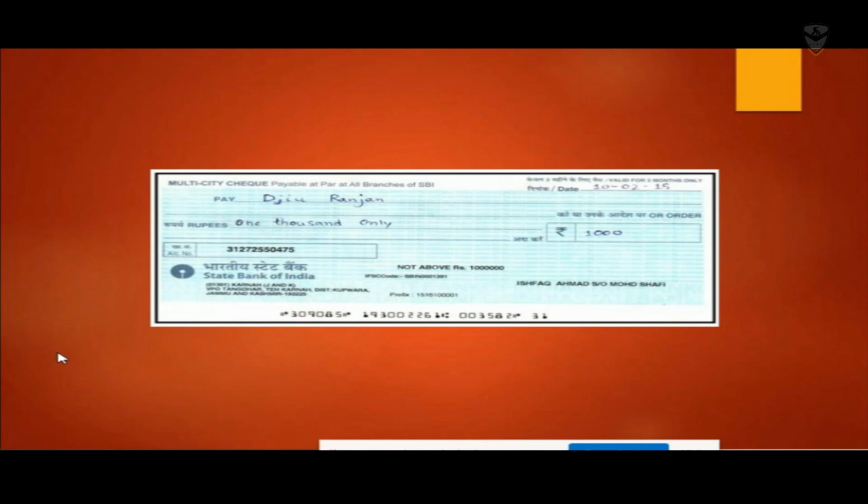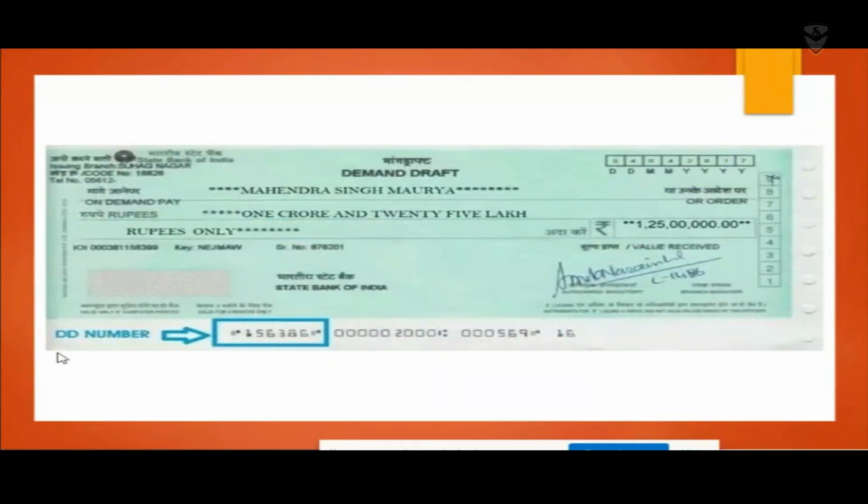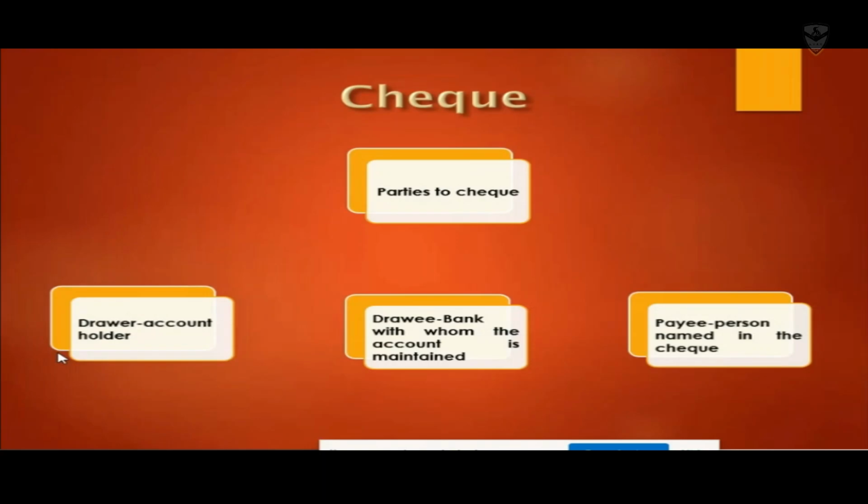So this is a check given by Ishtaq Ahmad to Diju Ranjan. He's saying pay Diju Ranjan 1,000 rupees. This is issued by the State Bank of India. So in this case, the drawer is Ishtaq Ahmad, the drawee is the State Bank of India, and the payee is Diju Ranjan. So this is, I think, a self-made check. This is a draft. I'll just come to the check.